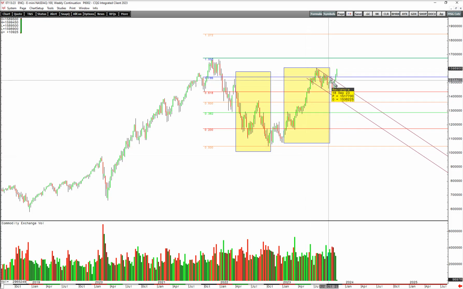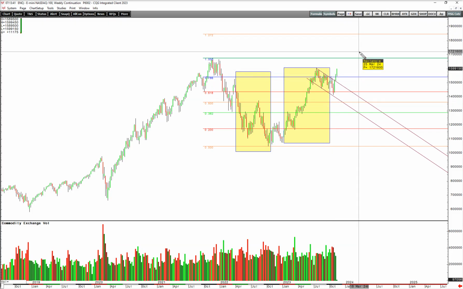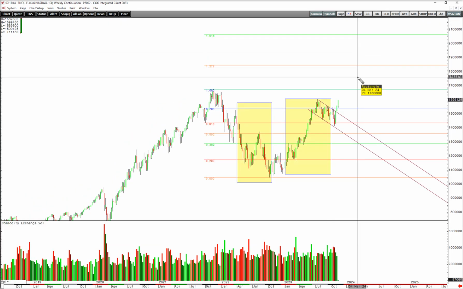And then what you like to see in the handle is volume decreasing. This doesn't look like it decreased all that much here. It looks kind of flat, so that's just something to note. But other than that, this structure looks pretty solid and ready to go.